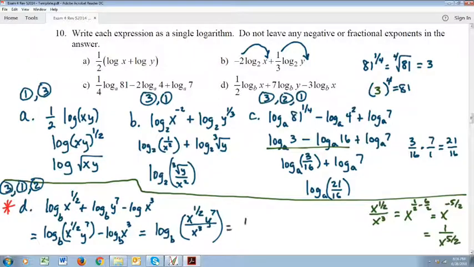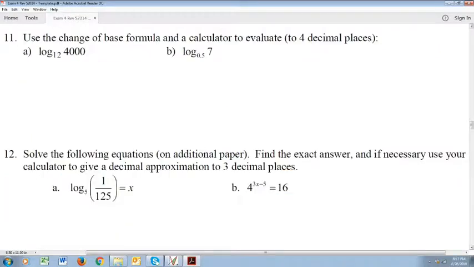And so what we end up with is the log base b of y to the 7th over x to the 5/2. And believe it or not, I could actually simplify this more if I changed it to radical form, but we're just going to leave it alone like that. Alright, let's move on to the next problem.